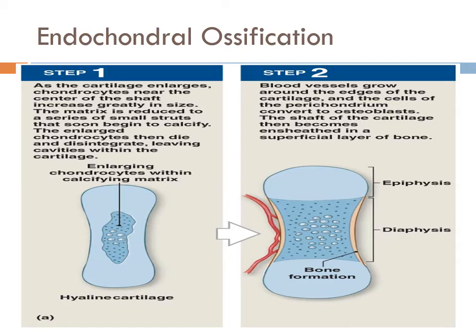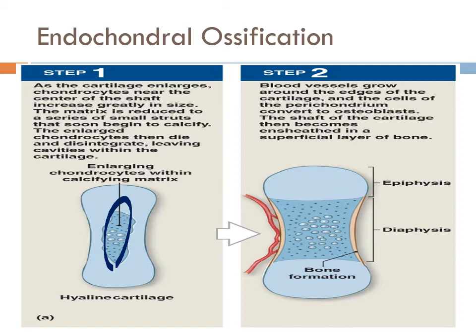So first we have this cartilage model that occurs, and we have enlargement of the chondrocytes within the center of the model. This is going to soon begin to calcify, and the chondrocytes are going to enlarge and die and leave this cavity within our hyaline cartilage model.